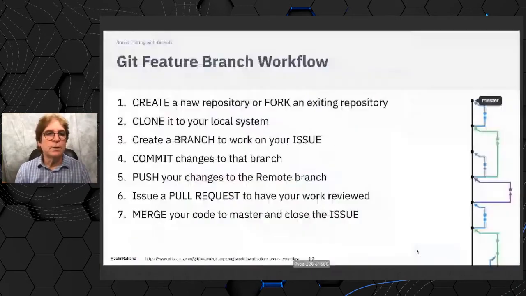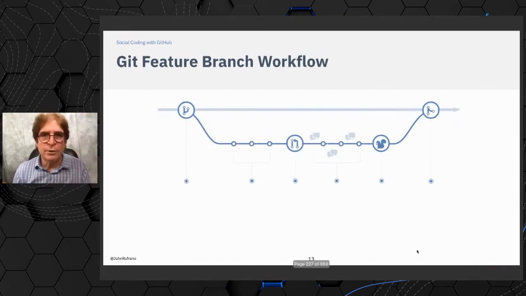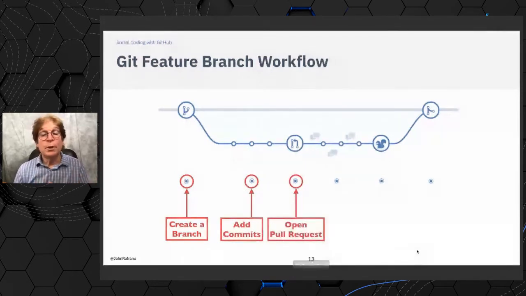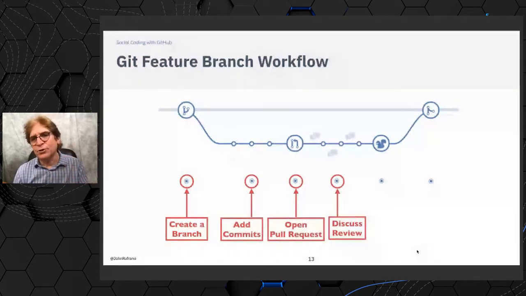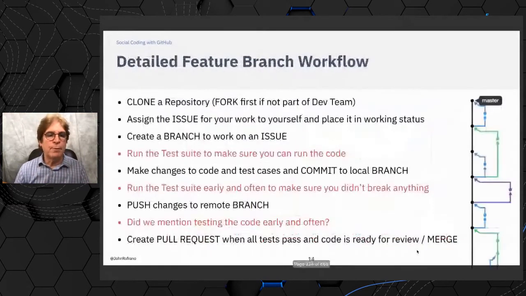So the feature branch workflow, right? You create a repository, or you can fork it like you did fork mine. You clone it to your local system. You create a branch. You commit your changes. You push your changes. Create a pull request. This is what we're going to be doing, right? So it's kind of like create a branch, add commits, open a request. You could discuss the request. People might ask for changes or something. At some point, you want to build it. We're going to use Travis CI to do that, and then you merge the code back in.